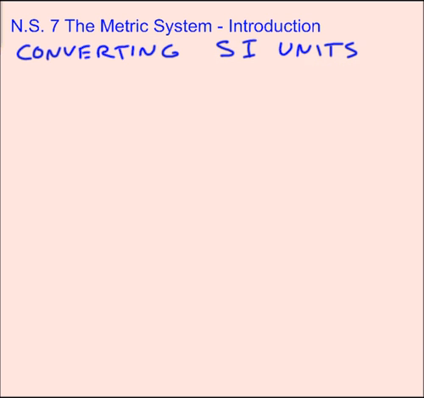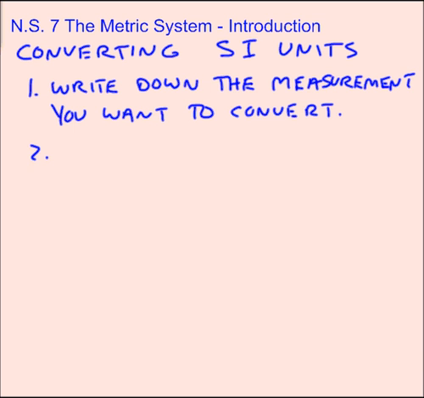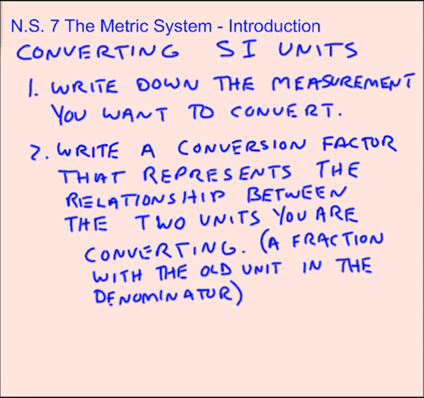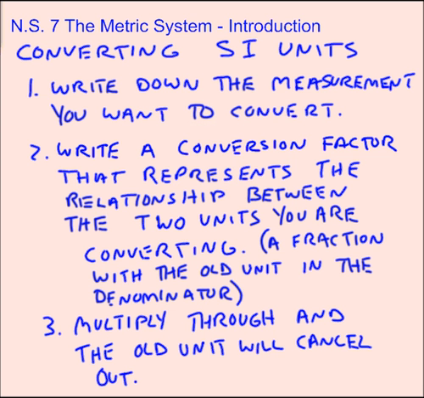Okay, you start by writing down the measurement you want to convert. You're then going to write a conversion factor that represents the relationship between the two units you are converting, the old unit and the new unit that you want. This is going to look like a fraction where the old unit will be in the denominator and the new unit will be in the numerator. You will then multiply through by this conversion factor, and the old unit is going to cancel out, leaving you with a new value with new units. And here's what this looks like.